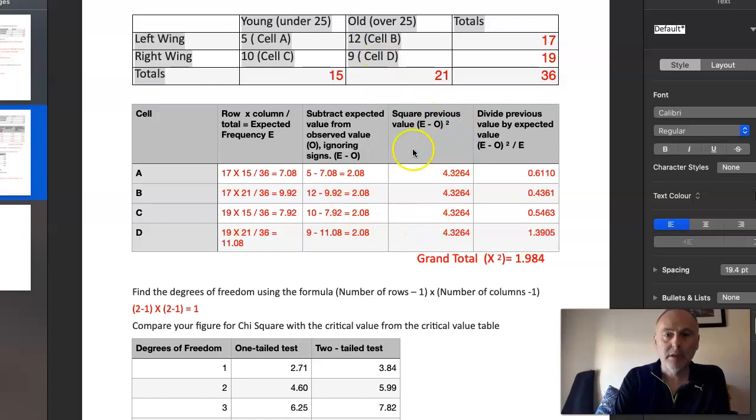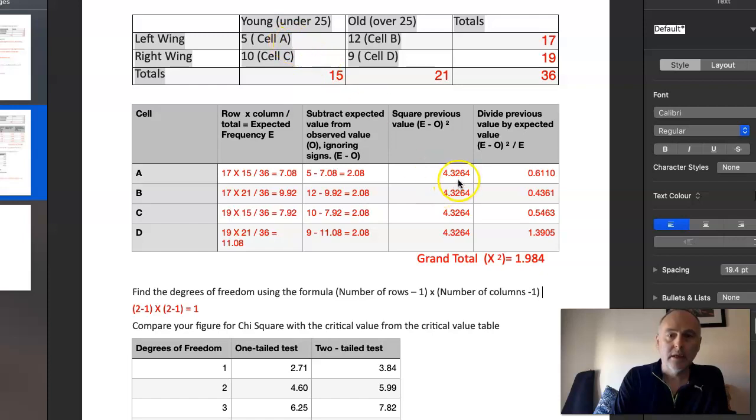Then we square the previous value, so we get those figures there. And the last one, we divide the previous value by the expected value. So E minus O squared divided by E. In this particular case, we get 0.6110, 0.4361, 0.5463, and 1.3905. Hopefully that makes sense. That's that bit there divided by the expected value for each cell.